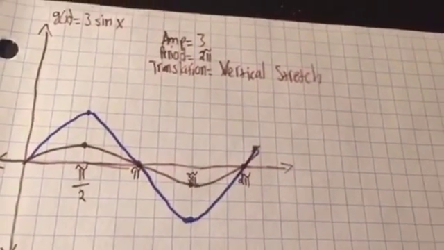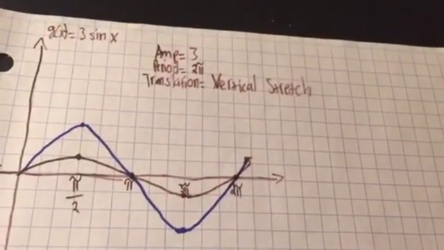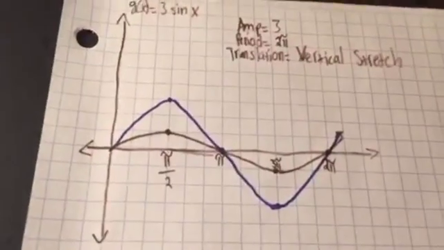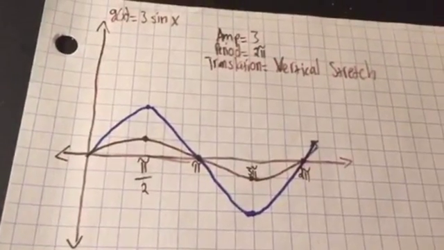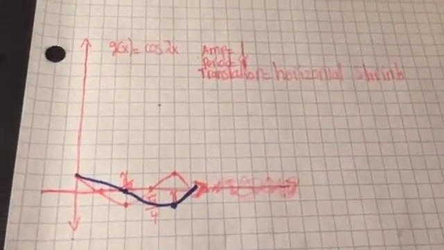So, what did this graph undergo? What translation did it undergo? It went under a vertical stretch. You can see the line is stretched vertically, upward and downward. This problem is similar to the one that we had earlier.